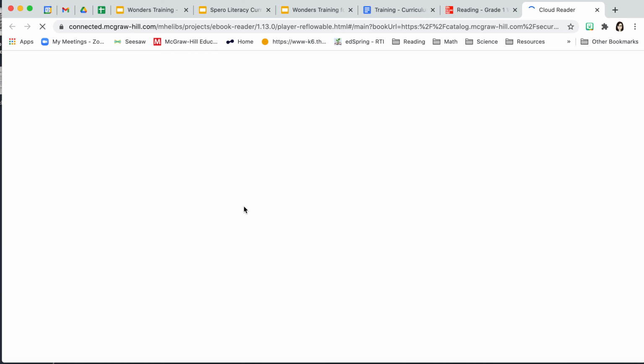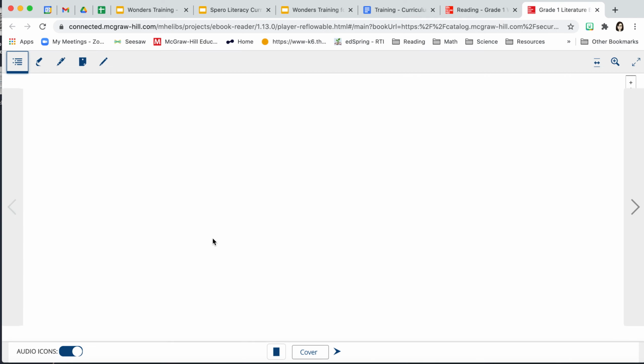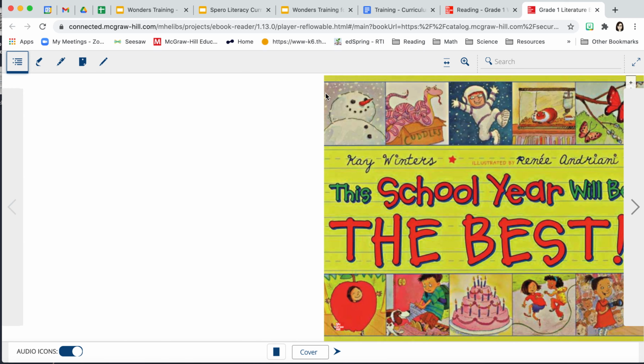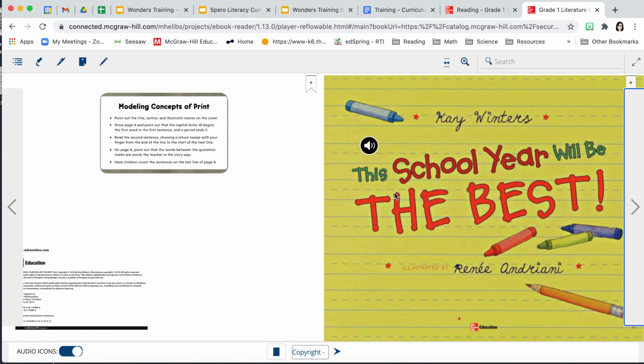So if I click on this book, it's going to pull up the big book. You can have the book read itself out loud to the students. There should be a little speak icon. This School Year Will Be the Best, by Kay Winters, illustrated by Renee Andriani. So that's kind of nice. You can take those icons off as well.